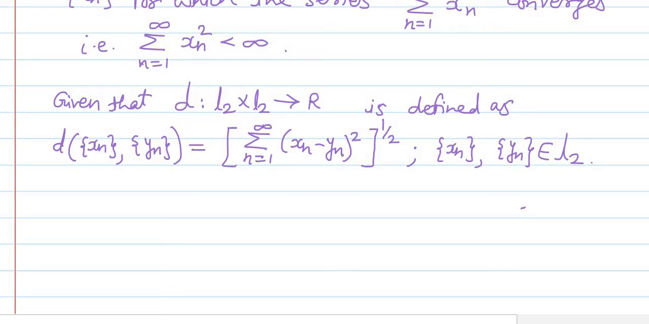Next, the third condition. The third condition is the symmetry. For the symmetry, again, D of sequence xn comma sequence yn, which is given by this formula, is the same as the summation over n equal to 1 to infinity of yn minus xn whole square, whole raised to 1 by 2. Why? Because we know that xn minus yn whole square is the same as yn minus xn whole square. So the symmetry, the third condition, also holds here.